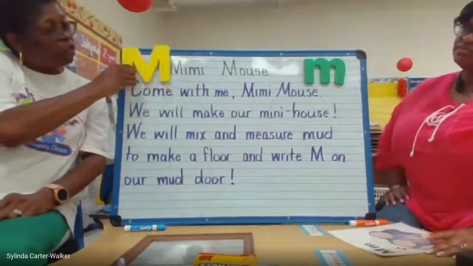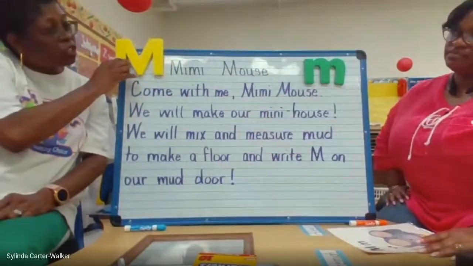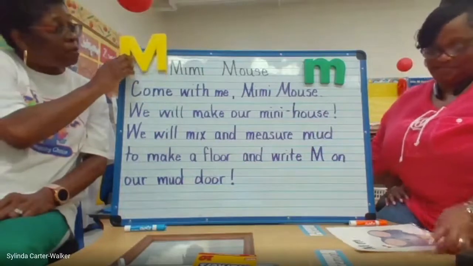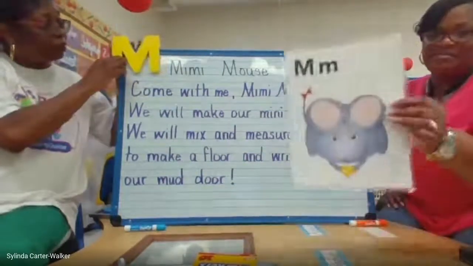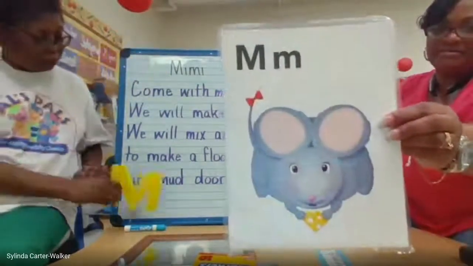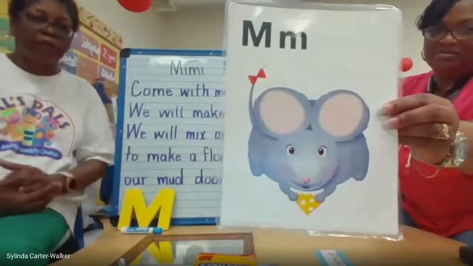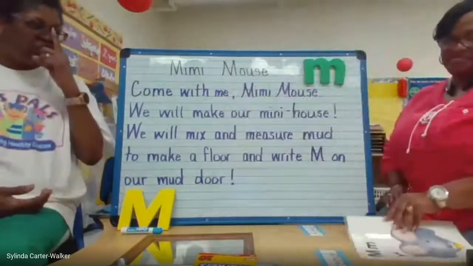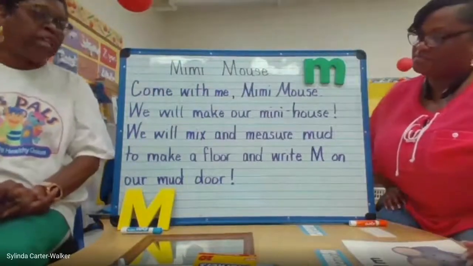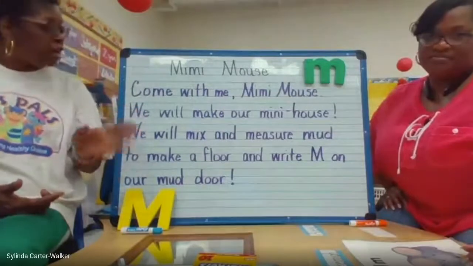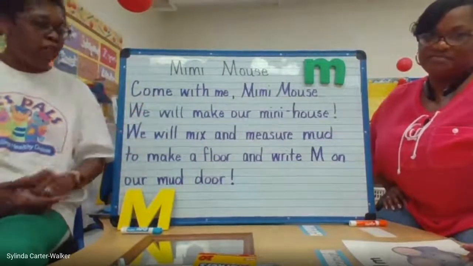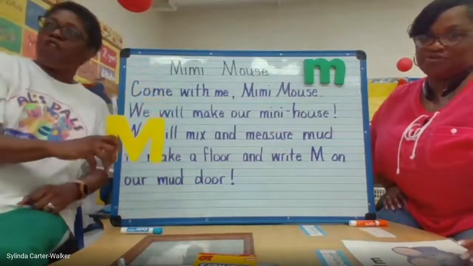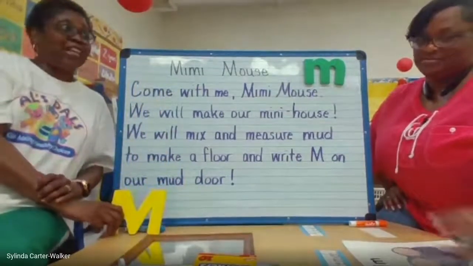Now, today we're going to read a poem. It's called Mimi Mouse. And this is Mimi Mouse. Can you see it? Looks like she's eating some cheese. So we're going to read the poem, and then we're going to come back and circle all of the uppercase M's and all of the lowercase m's.